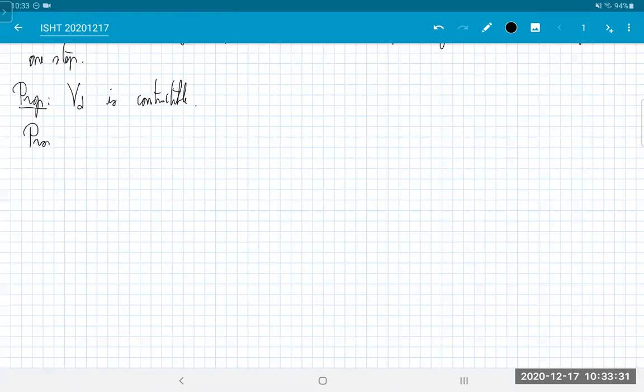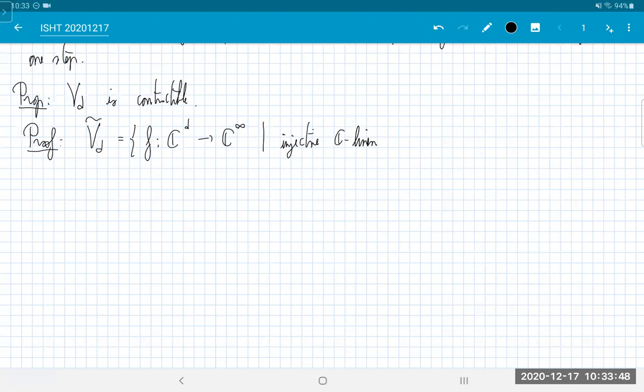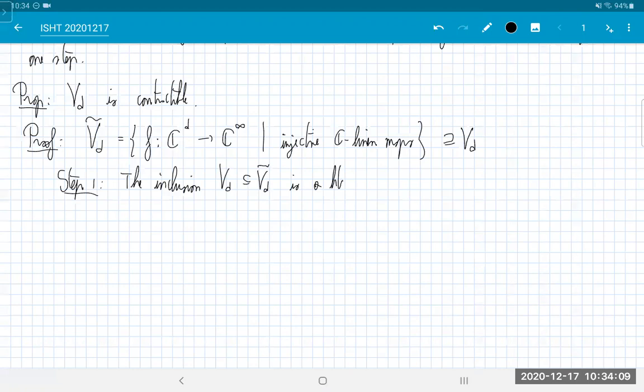First of all, I'll do what Joachim wanted me to do, and I'll consider a bigger space, the space of all embeddings that are not necessarily isometric, so injective C-linear maps. This contains VD, of course. And step one, the inclusion VD inside VD tilde is a homotopy equivalence.